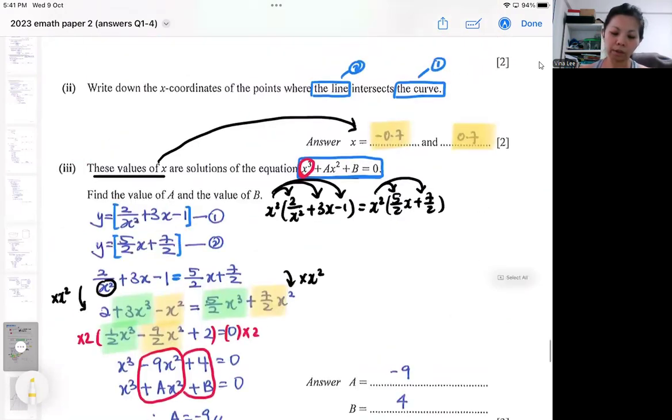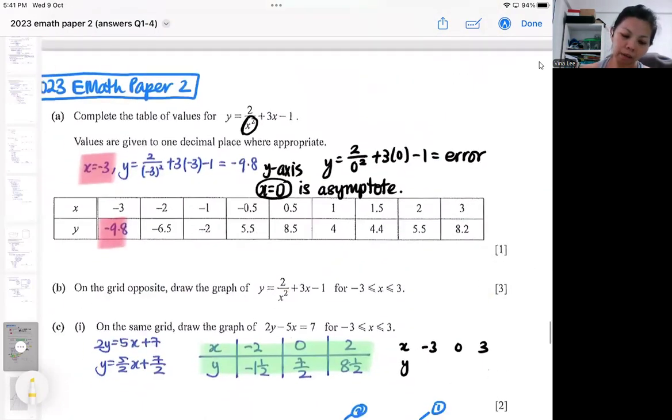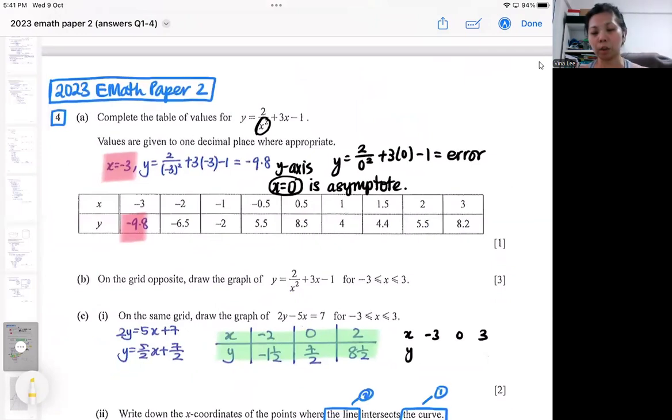Okay, so this one is very important and I think there will be a lot of people who find this question difficult because of the graph difficulty that you encounter.